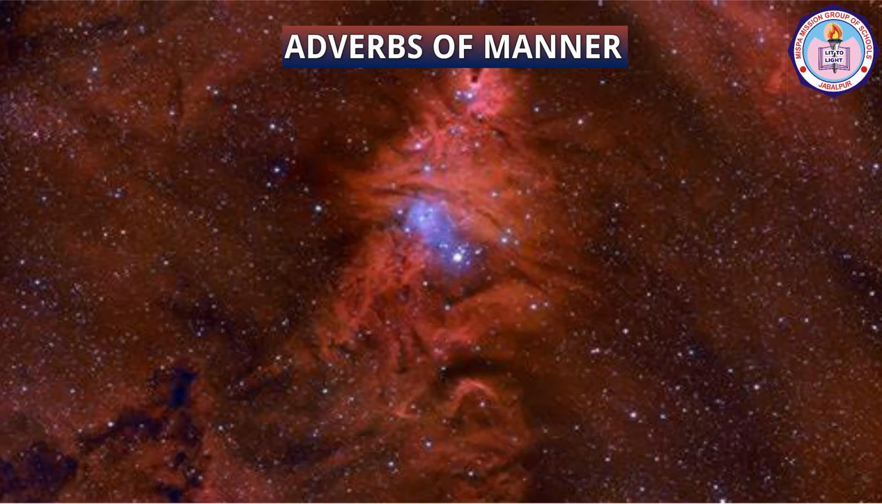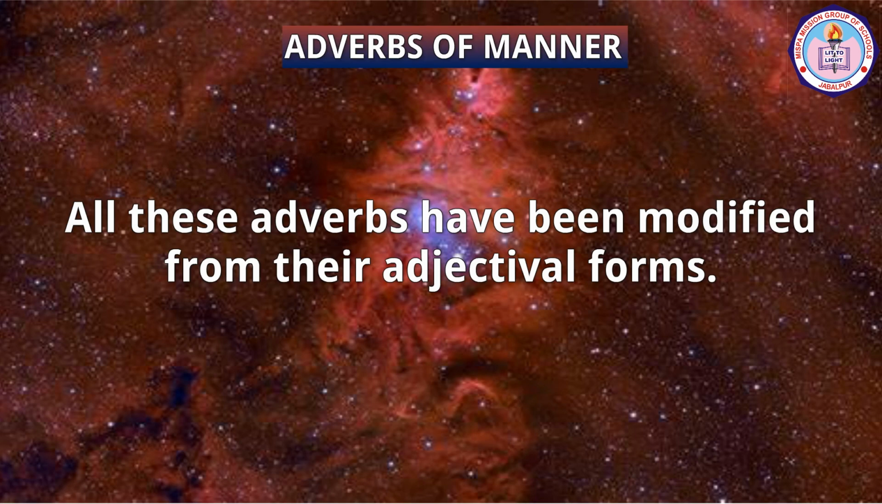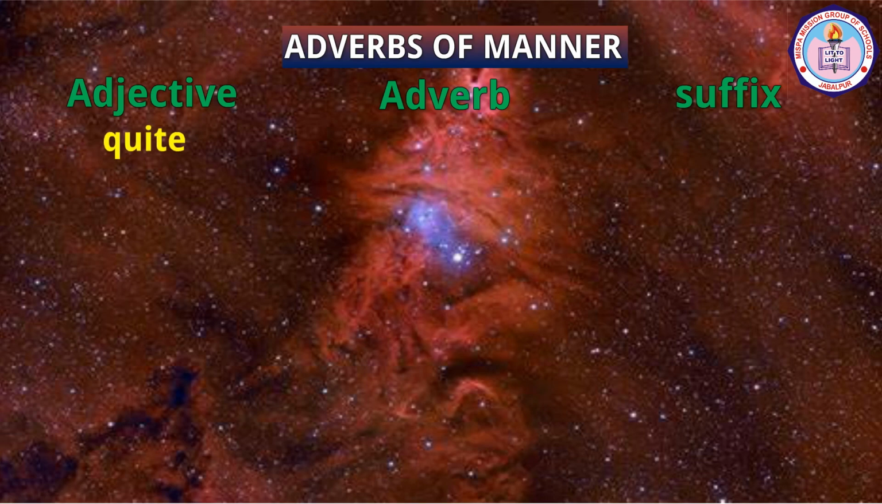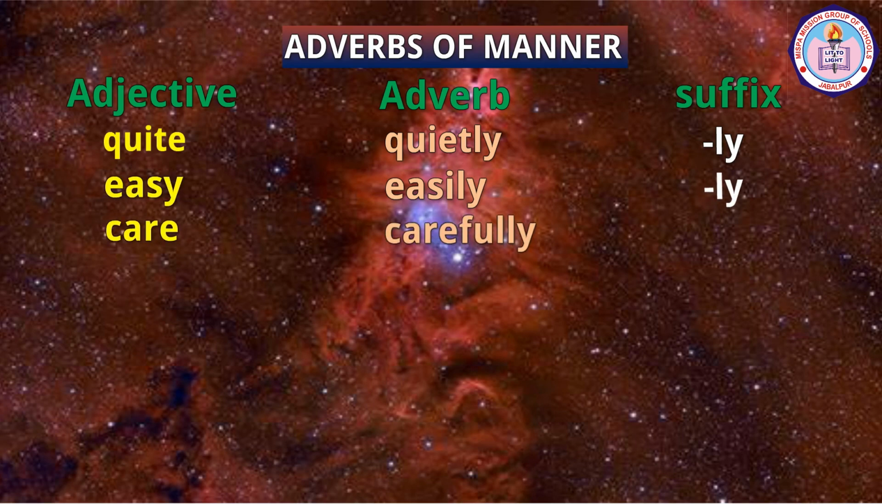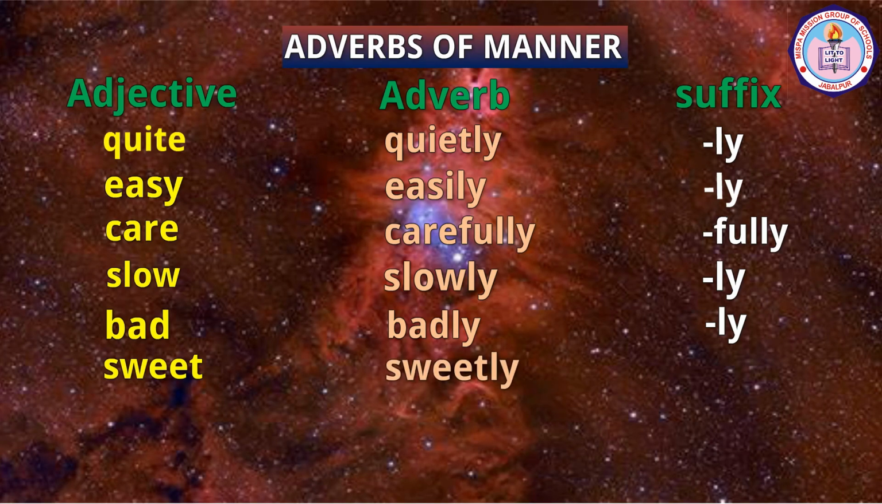You must have noticed that all these adverbs have been formed from their adjectival forms. Let us see how the adverbs are formed from their adjectives. The adjective quiet is modified into quietly by adding ly. Easily has been derived from easy. Care is changed into carefully. Here fully is added. Slow is converted into slowly. Bad became badly. Sweet has been formed into sweetly.